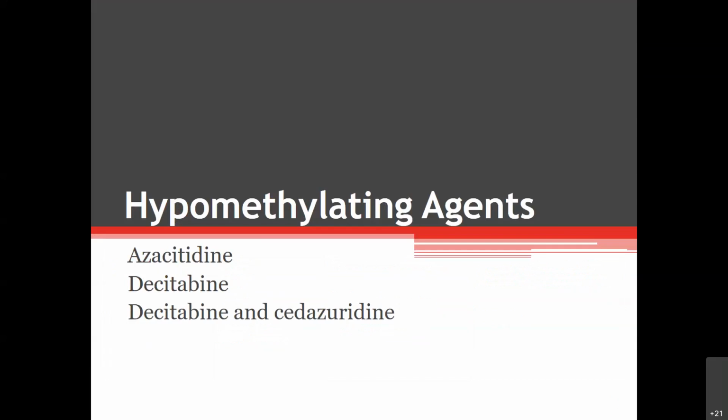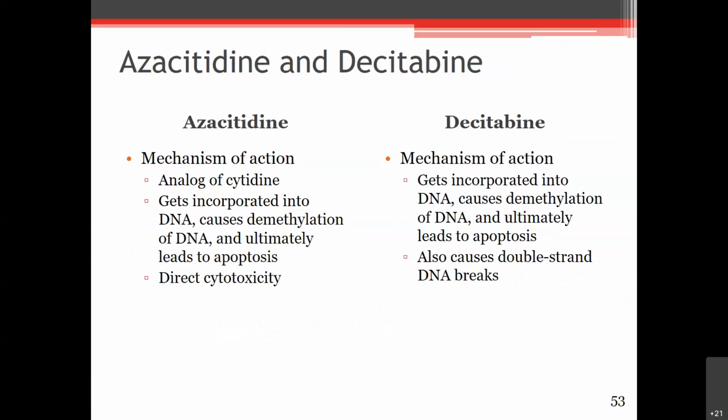Next, we're going to move on to hypomethylating agents. We'll start with azacitidine and decitabine. So these are seen in patients with MDS as well as some of our AML patients, especially if they're unable to tolerate more intensive therapy. The mechanism of action is very similar for these two medications. So they get incorporated into DNA, cause demethylation of DNA, and ultimately lead to apoptosis. With azacitidine, you can also see some direct cytotoxicity, and then decitabine is going to cause double-strand DNA breaks.